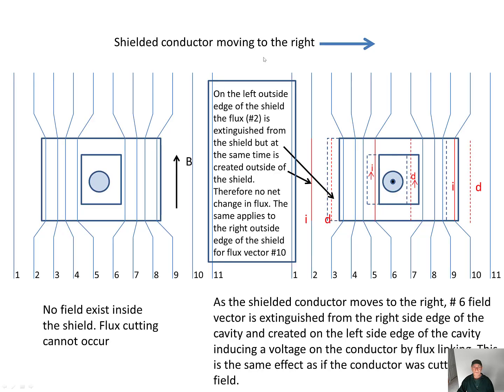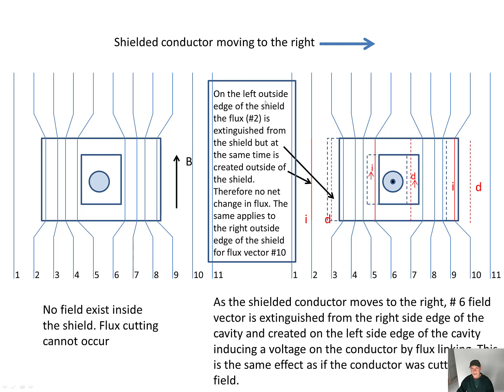Now let's look at the shield conductor moving to the right. So I label the vectors from 1 to 11. You see vector number 2 is inside the shield, and 5, 6 are on the right hand side. When we move across on this side of the shield, vector number 2, the original position, went back to the outside. It was created on the outside, but at the same time it was decreased from inside.